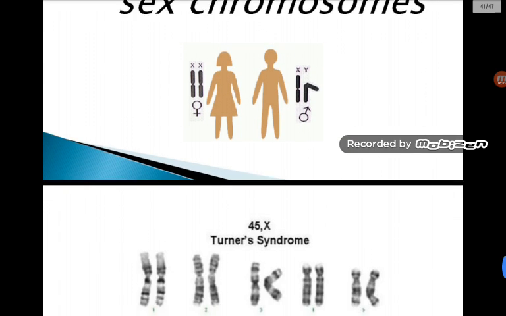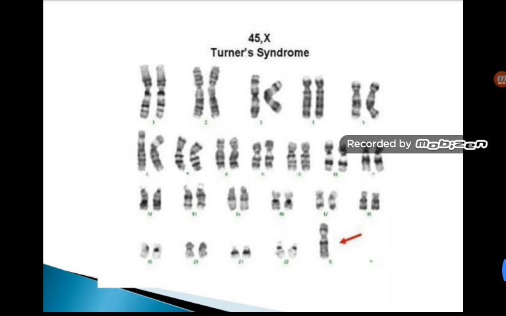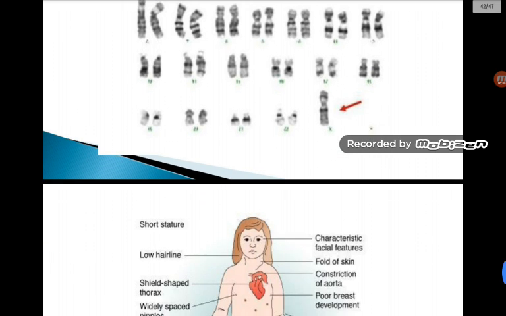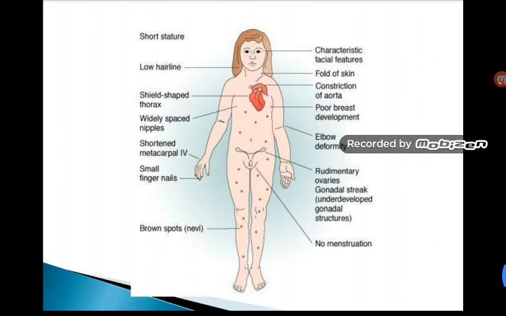Abnormalities of sex chromosomes. 45,X, Turner syndrome. In females: short stature, low hairline, shield-shaped thorax, widely spaced nipples, shortened fourth metacarpal and small fingernails, brown spots or nevi, characteristic facial features, fold of skin, constriction of aorta, poor breast development, elbow deformity, rudimentary ovaries, gonadal streak, underdeveloped gonadal structures, no menstruation.